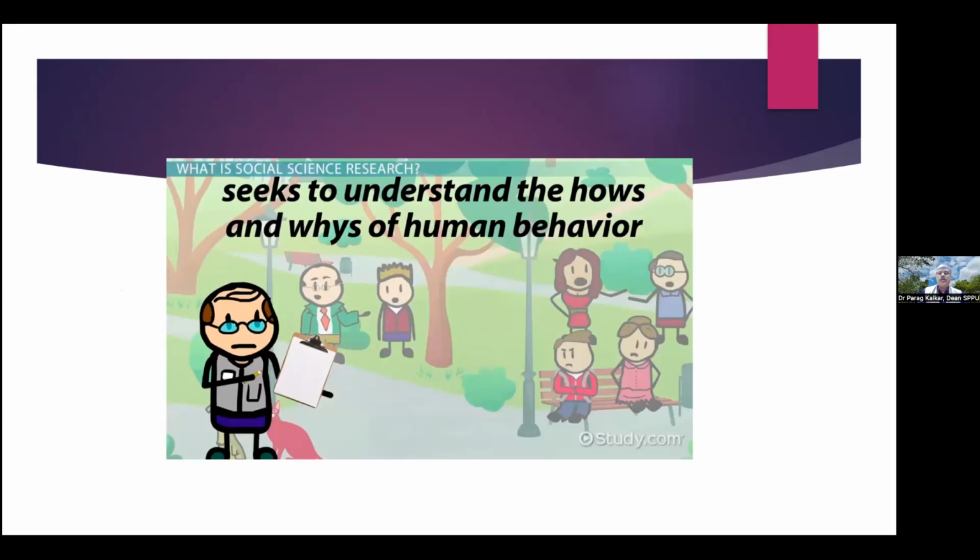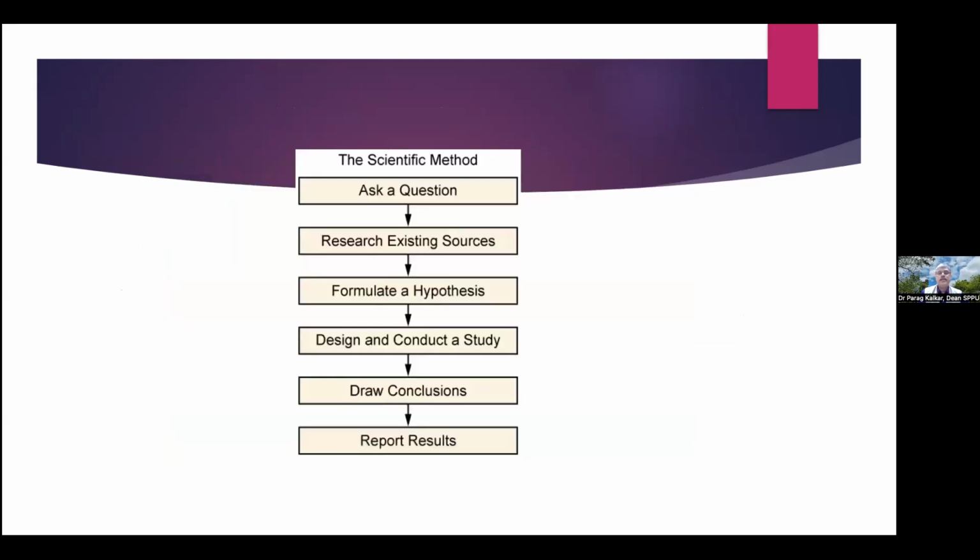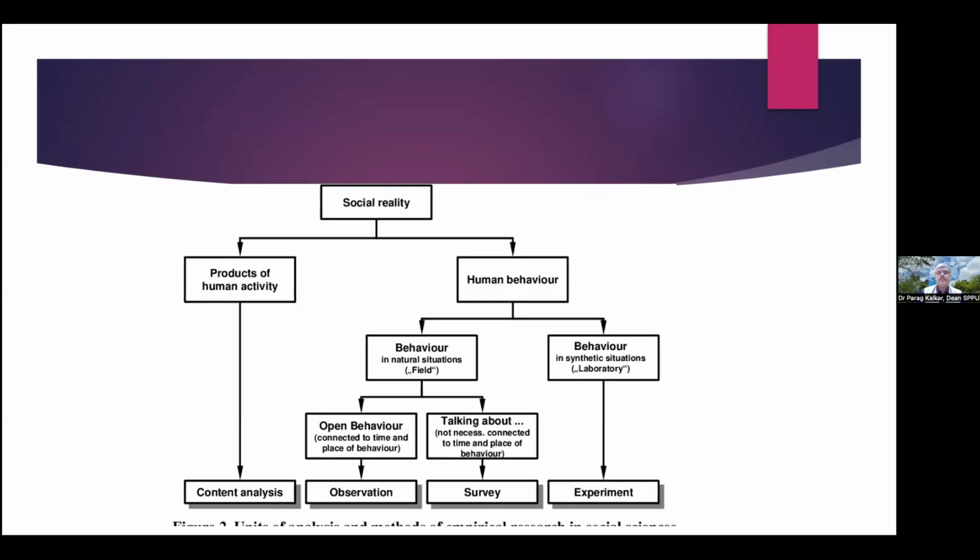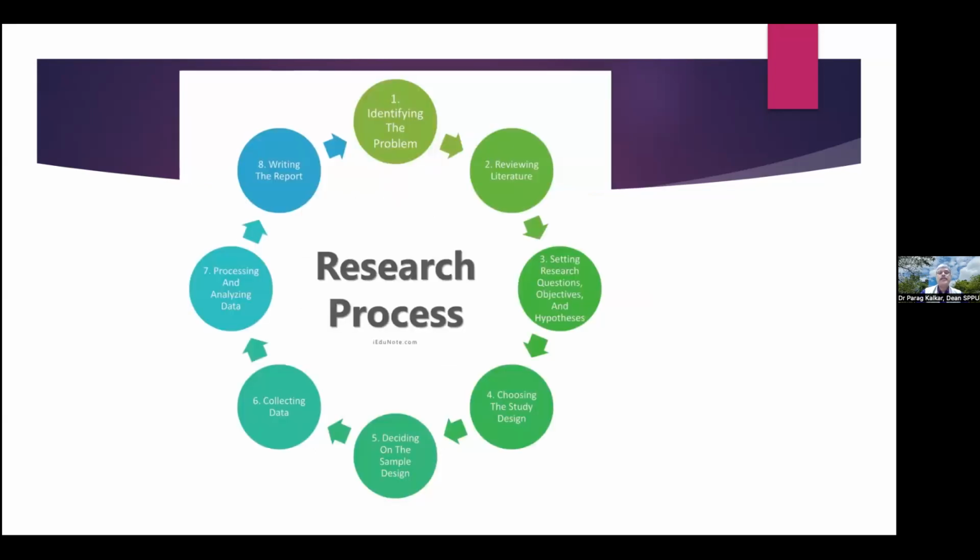Six, understanding the hows and whys of human behavior: how humans behave and why they behave like that. The scientific method is a flow: ask a question, research existing sources, formulate a hypothesis, design and conduct the study, draw conclusions, and report the result. This is graphically represented. Either you can prove it in a lab or in the field, where content analysis, observation method, survey method, and experiment method can be used for the social sciences.